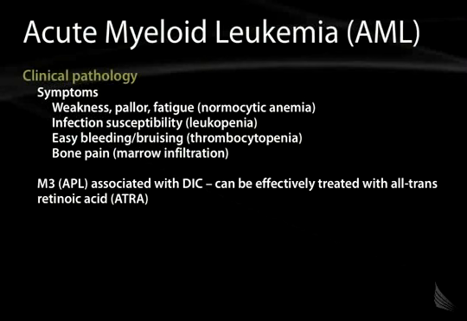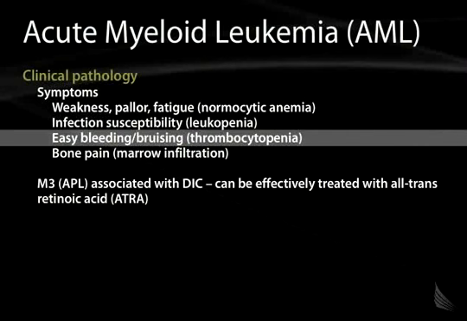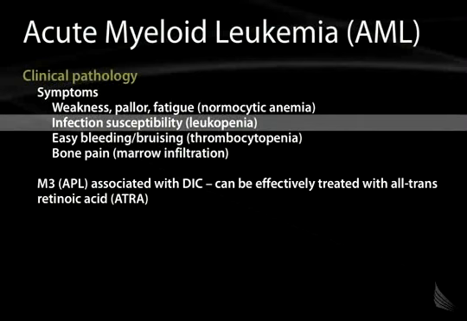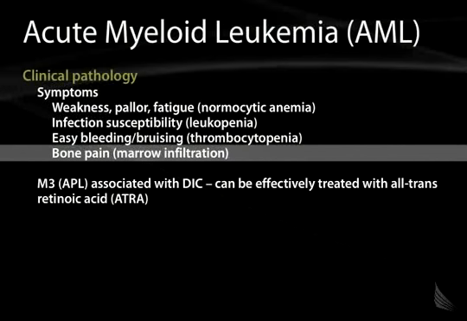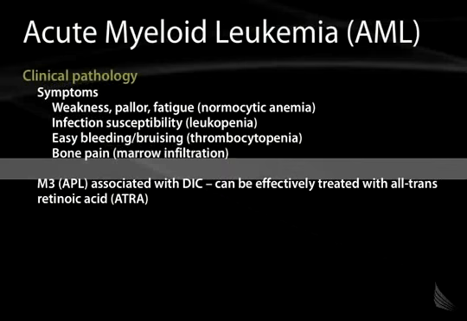Symptoms of acute myeloid leukemia are, as we mentioned earlier, easy bruising and bleeding from thrombocytopenia, susceptibility to infection from ineffective circulating leukocytes, as well as weakness, pallor, and fatigue from the anemia. Also, you need to consider patients with bony pain, specifically in the pelvis and back, where there is extensive marrow infiltration with these atypical leukemic cells.